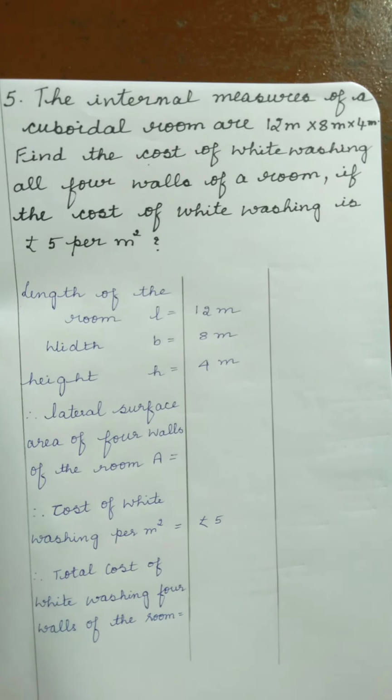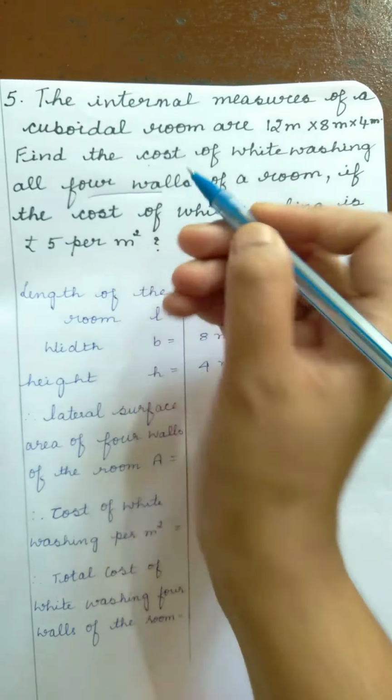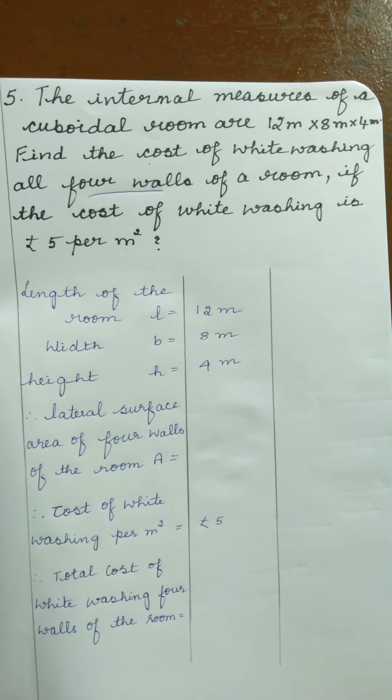But in the problem, the hint is given: 4 walls of a room. So in a cuboid, if the top and the bottom portion are excluded, then we need to find the lateral surface area of the cuboid. Since in the room, the top portion and the bottom portion are excluded, only 4 walls you need to consider. Therefore, we have to find the lateral surface area of the 4 walls of the room.